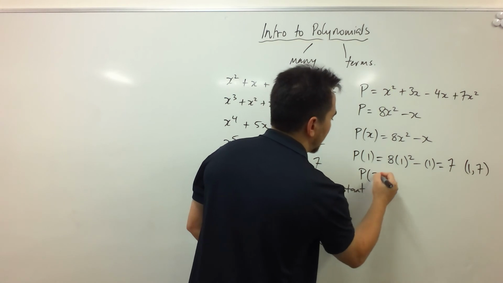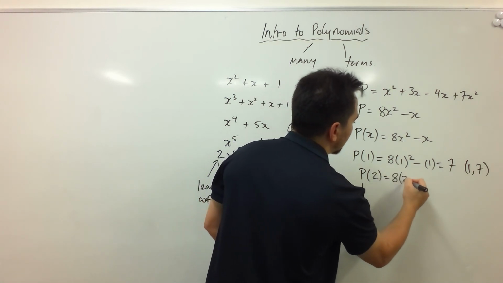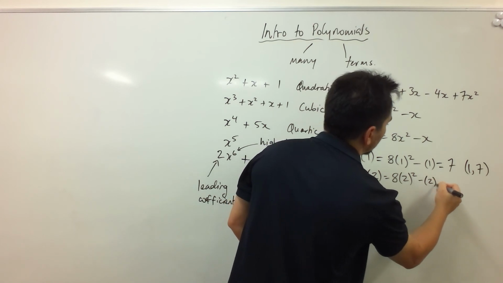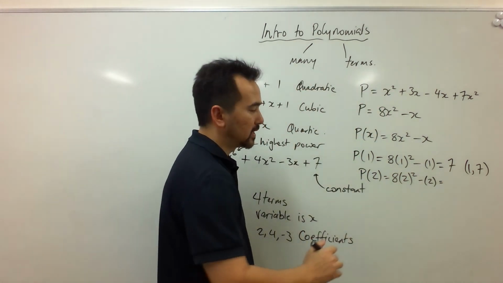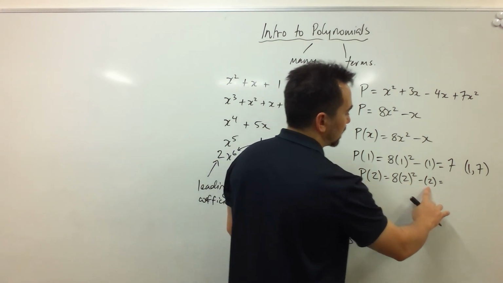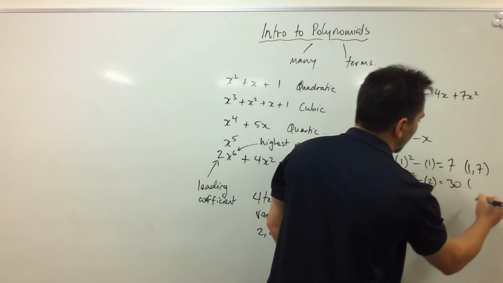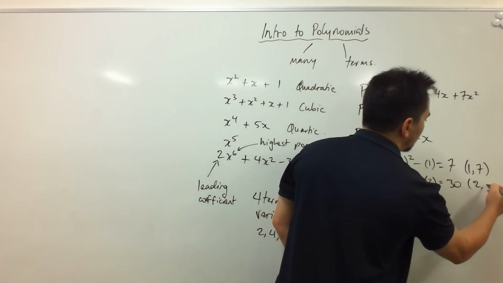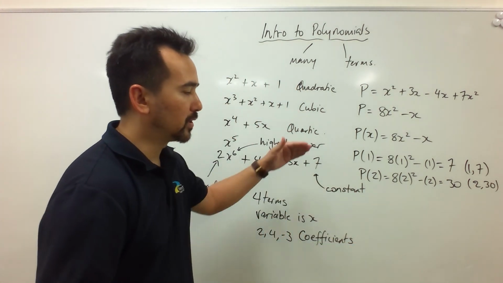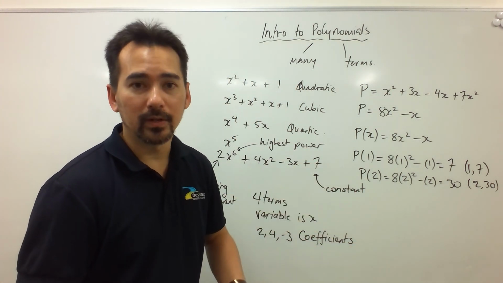Let's say x is 2 this time. 8 times 2 squared. Take away 2. Let's see what that comes out to be. 8 times 2 times 2 is 32. 32 take away 2 is 30. So when x was 2, p was 30, and there's another coordinate. And we could keep on going and finding all the coordinates.